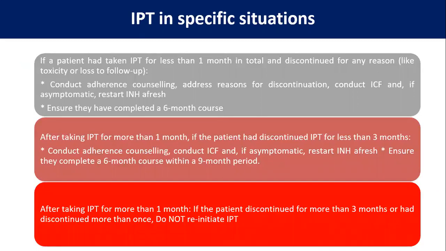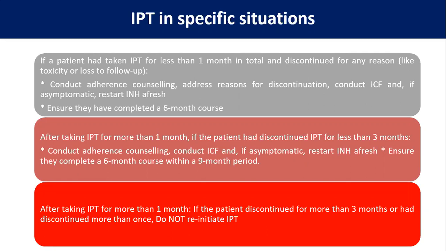Now, if a patient has taken IPT for less than 1 month in total and discontinued for any reason, like toxicity or loss to follow-up, we can conduct adherence counseling and address the reason for discontinuation, and we should go for ICF, and if asymptomatic, we should restart INH afresh for a 6 month course.